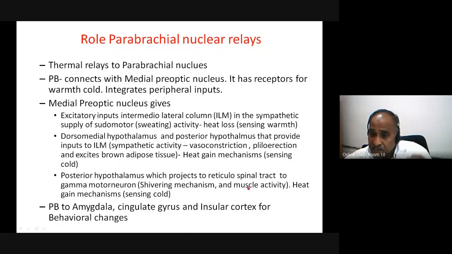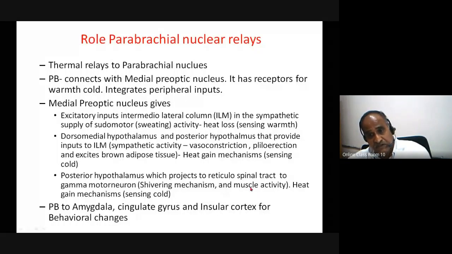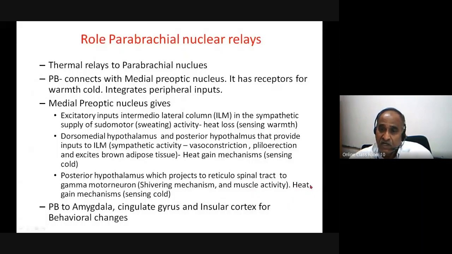And at the same time, in winter, you must have seen, you prefer to perform many activities, the sport activities or non-sport activities. Your activity pattern is increased. It is all to enhance the heat gain mechanisms or heat producing mechanisms. Okay, that is about the medial preoptic nuclear activity.